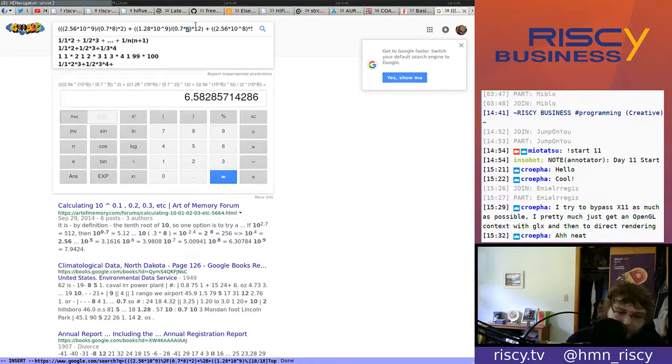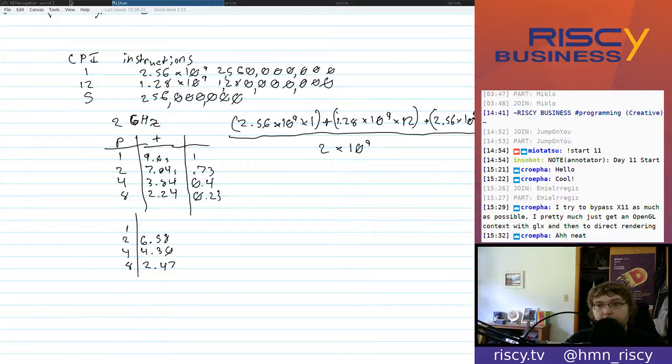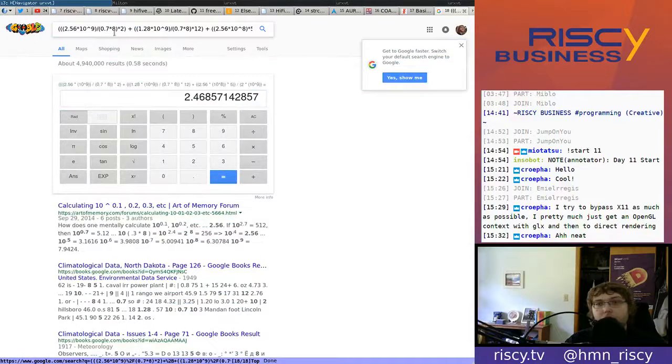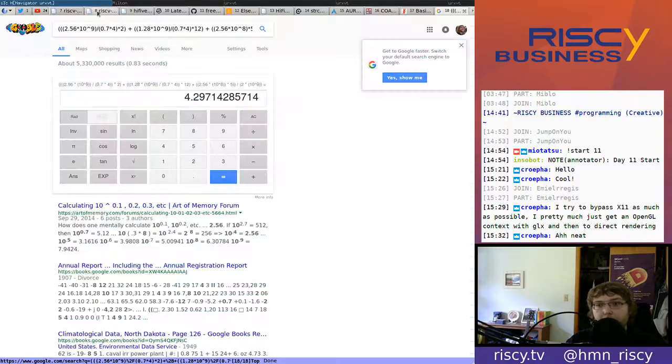So for 8, it's going to be like this, 2.46. That's what we have. For 4, this needs to change to 4. As does this. 4.29, 4.30, that's what I have.